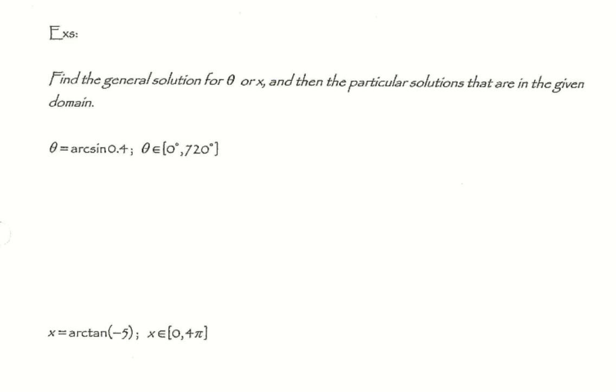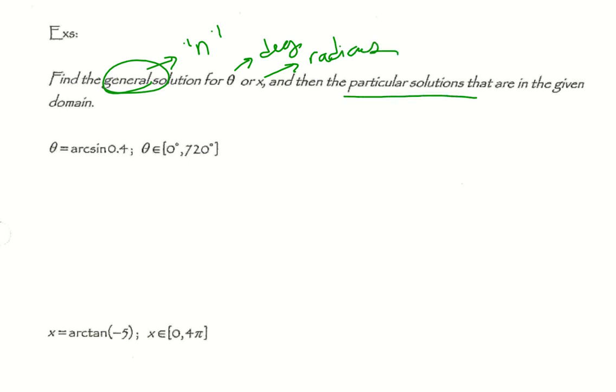We're going to find the general solution. Remember, general solution means it's going to have n in it. For theta or x, remember that if we're talking about theta, we're in degrees. If we're talking about x, we're in radians. And then we're going to find the particular solutions that are in the given domain. So in this first problem, I have theta is the arc sine of 0.4, where theta is somewhere between 0 and 720. If we're finding theta, we're in degrees. That's also indicated because we have degrees in our domain.